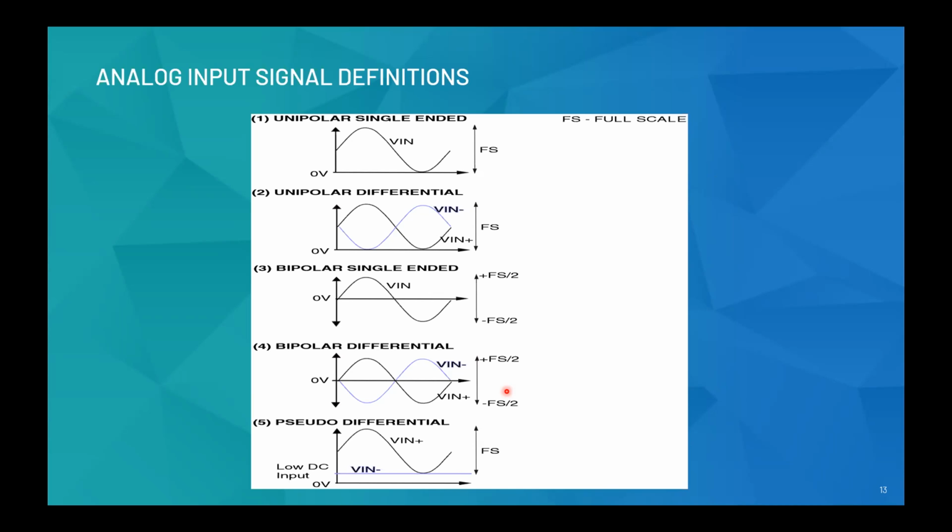Next is the unipolar differential analog input signal. In this case, the ADC has a positive and a negative analog input, Vin plus and Vin minus. These inputs are driven by two equal signals which span from 0 to plus FS and are exactly 180 degrees out of phase. This is like a differential signal altogether. The third diagram shows a bipolar single-ended analog input signal. The analog input is applied to the Vin pin of the ADC and has an amplitude of plus minus FS by 2, and is centered around ground, right?